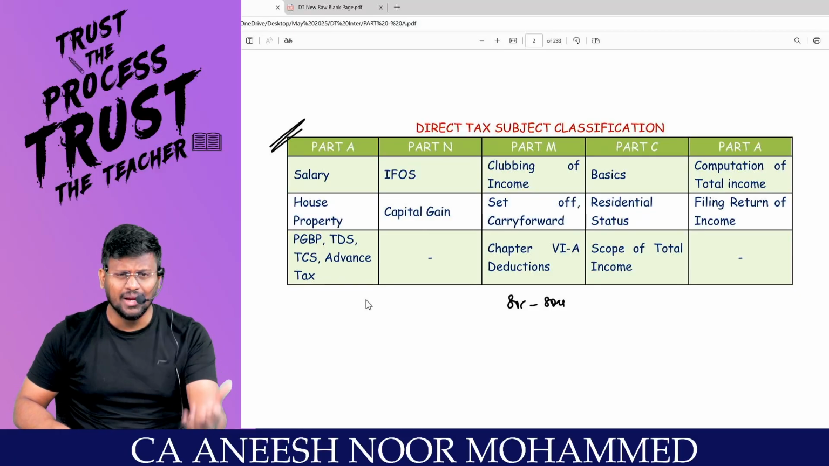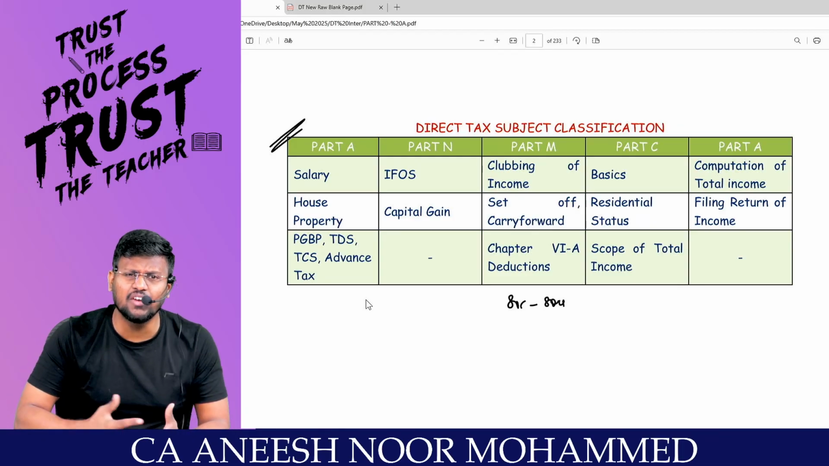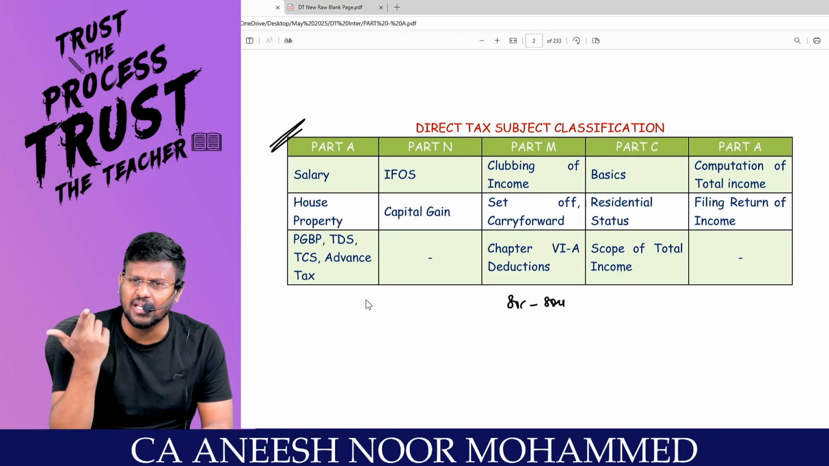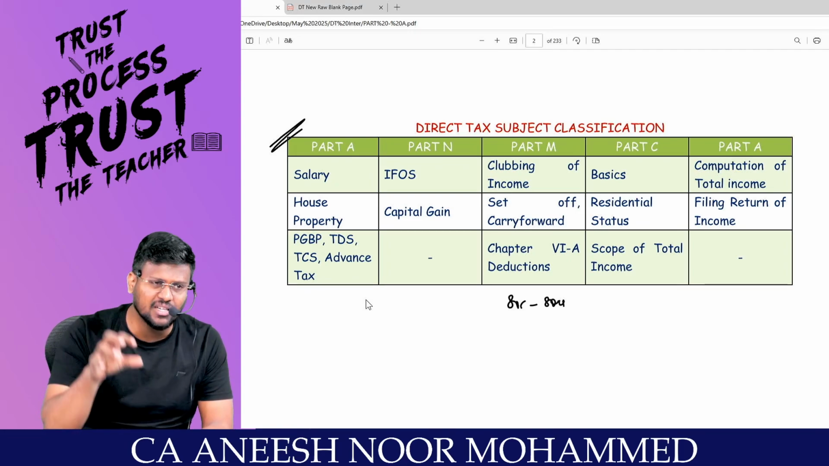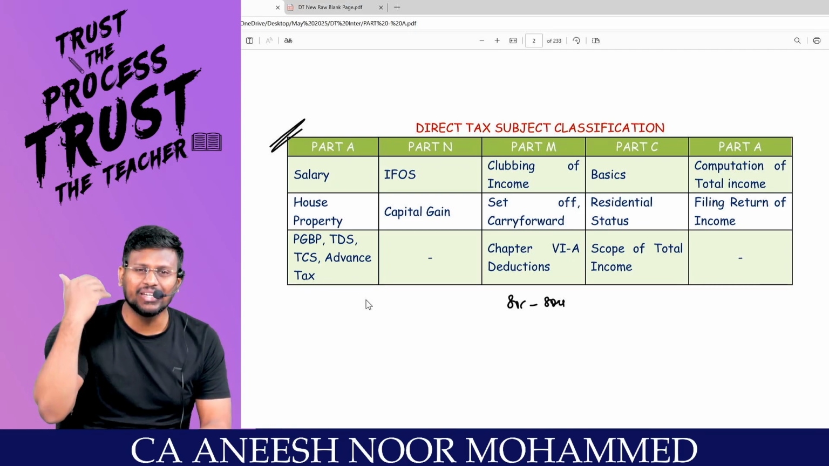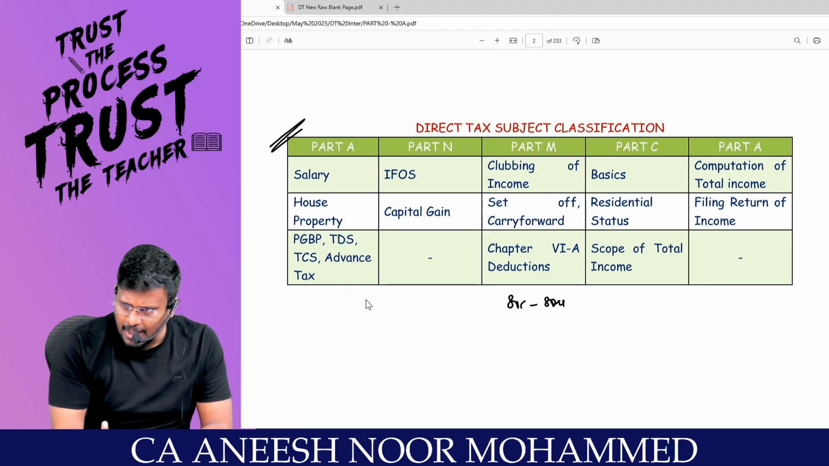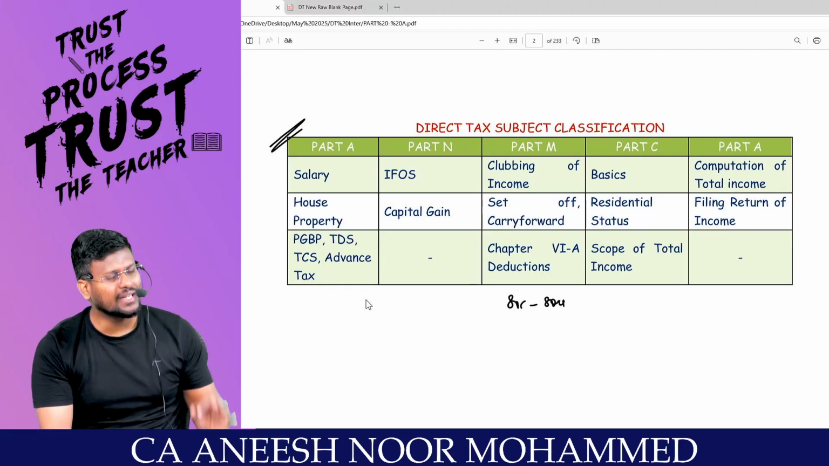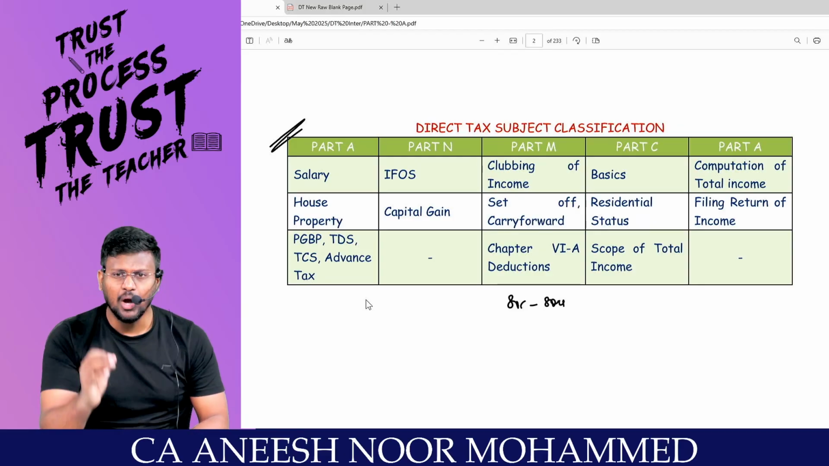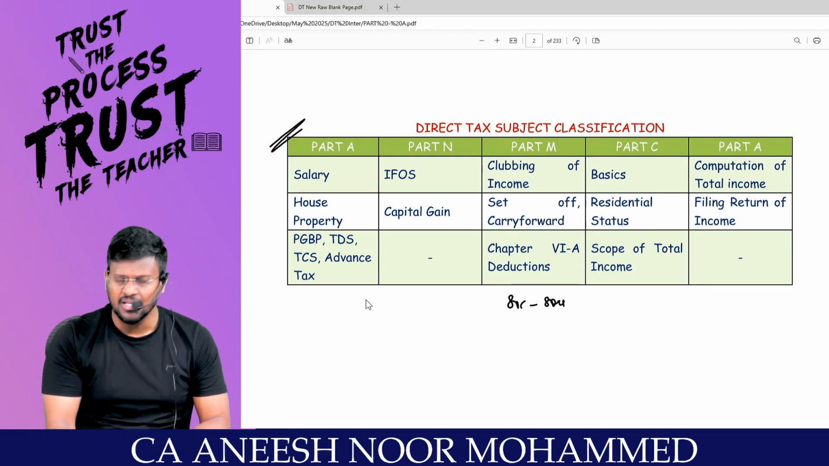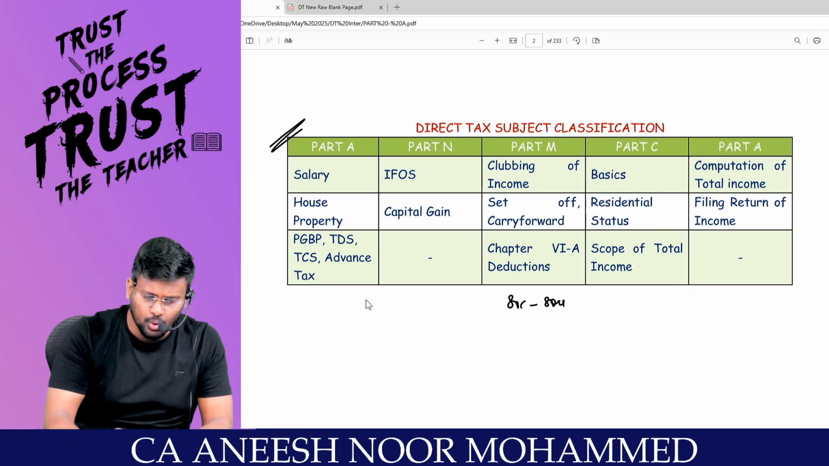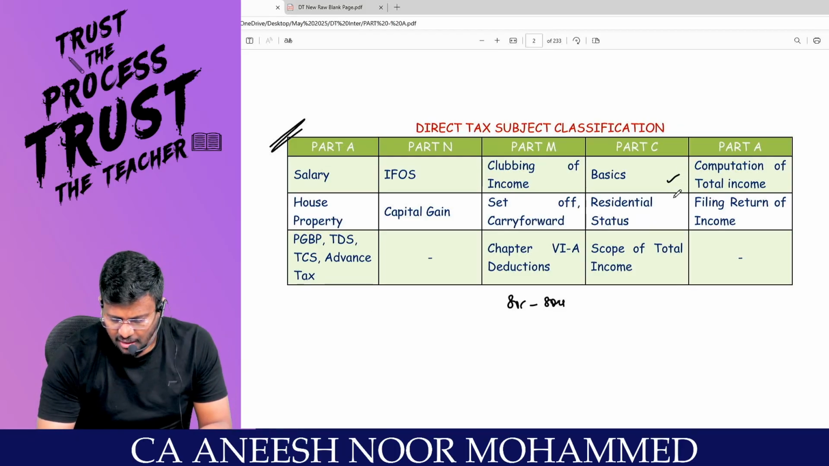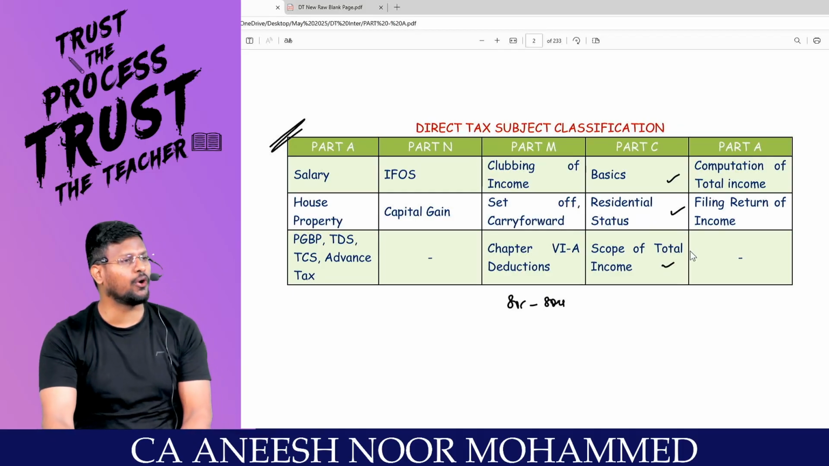Then when you are reading, so many things will be self-explanatory: what is previous year, what is assessment year, what incomes will be taxed in the previous year itself, what is the tax rate, what is the slab rate, what is surcharge, what is rebate under 87A, how to find out the residential status, what is the scope of total income. All these things we are going to talk about in the basics, residential status and the scope of total income.